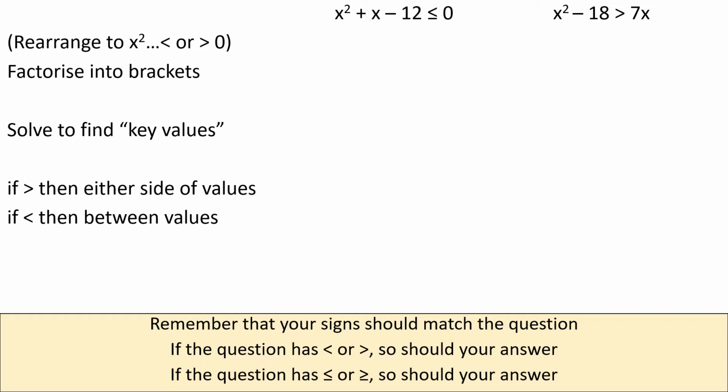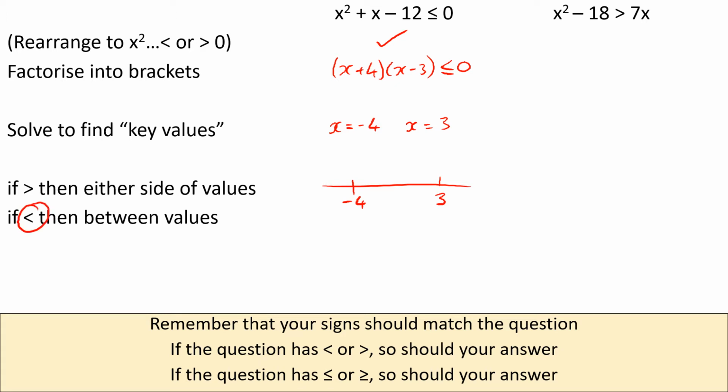So firstly, rearrange, done. Factorize this into brackets. So we need to add to 1, because we've just got 1x in the middle, and times to -12, that's 4, and -3. Don't forget your symbol. Solve to find the key values. So the key values there are -4 and 3. And then number line, we've got -4 and 3, and we have this symbol. We have a less than equal to, same sort of thing. We want to be in between those two.